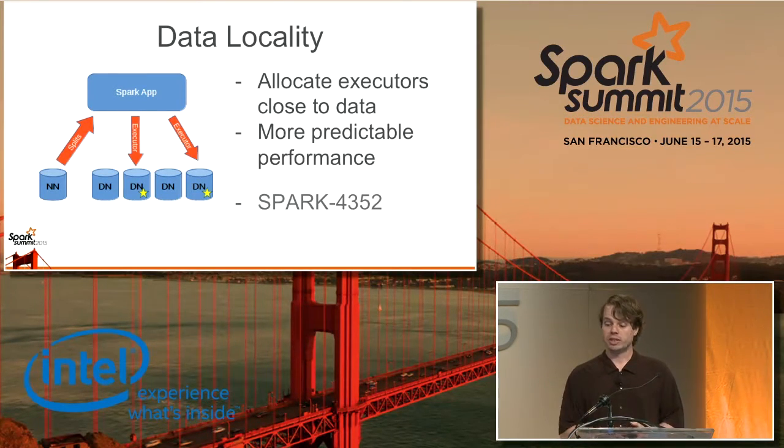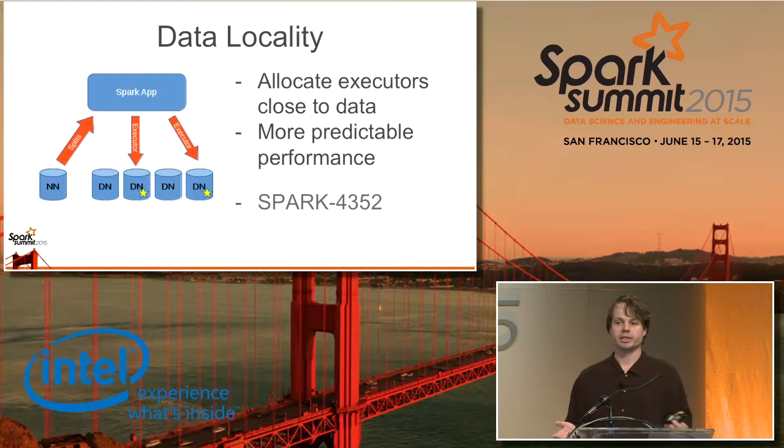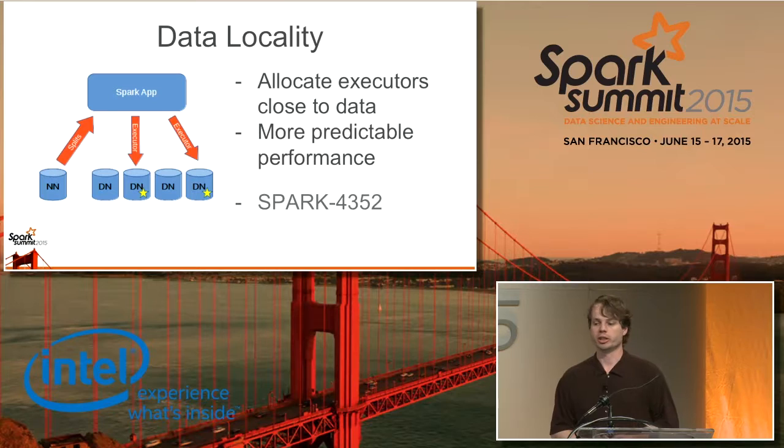This work is being tracked in 4352, and it was basically triggered by tests that we did when testing Hive on Spark. Basically, every time you execute the same query, we were getting different performance because the executors are being allocated on different nodes that are far away from the data or have no relation at all to where the data is. So this should make things a lot more predictable in Spark with dynamic allocation on.